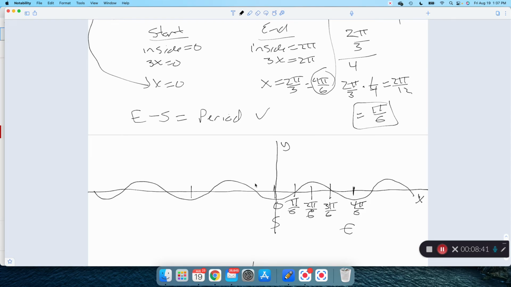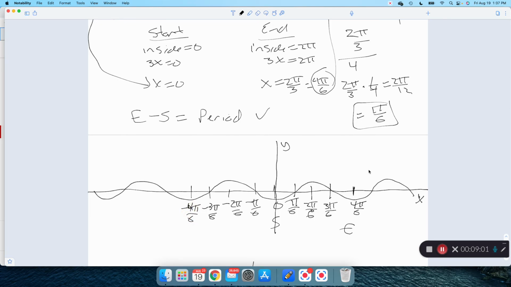Okay, we count backwards. Negative 1 over 6. Negative 2 over 6. Negative 3. And negative 4 pi over 6.